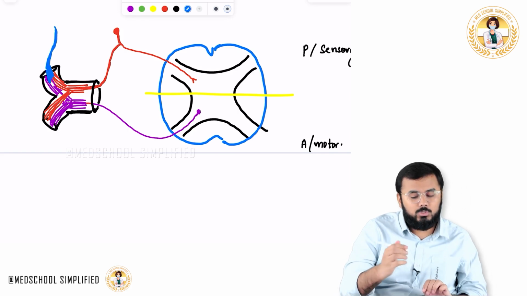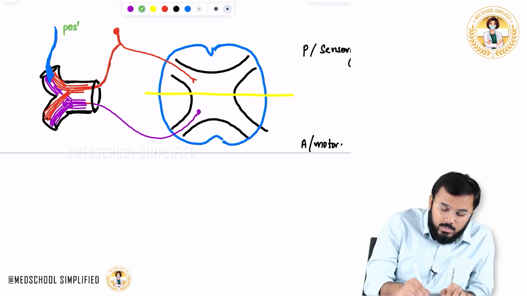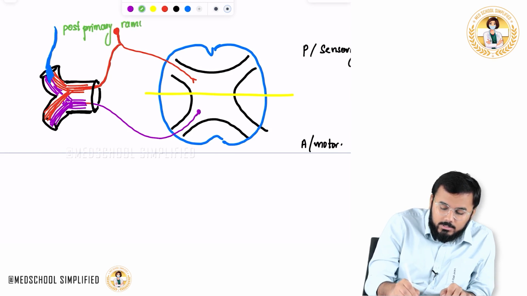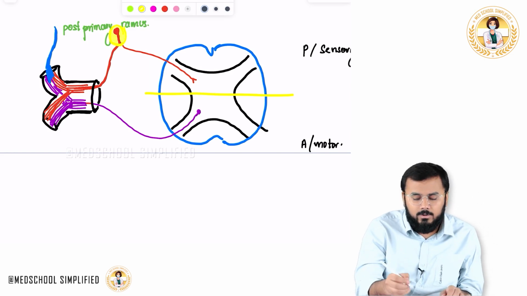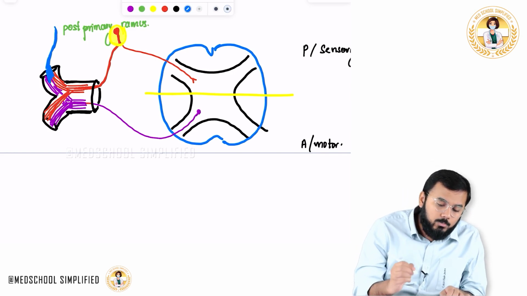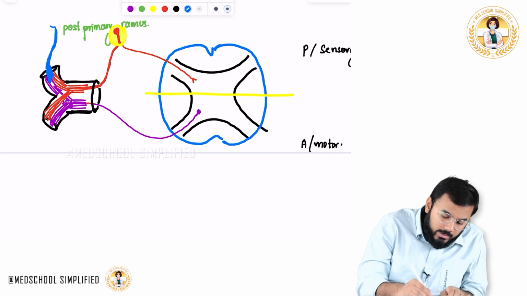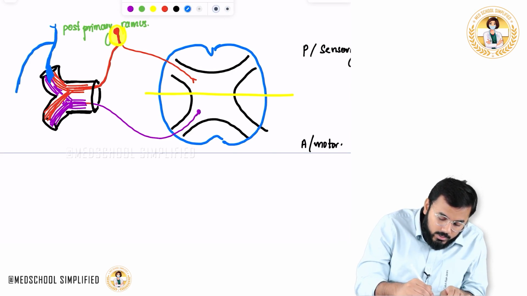This is called the posterior primary ramus. Not to forget, this part over here is your dorsal root ganglion. Don't forget this, this is your dorsal root ganglion. Now what will happen to this posterior primary ramus? It divides, giving out a branch all the way down like this.